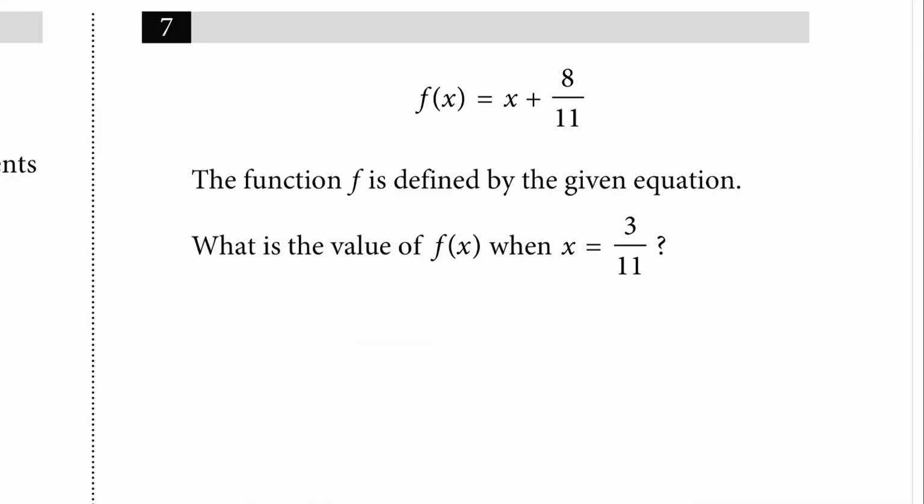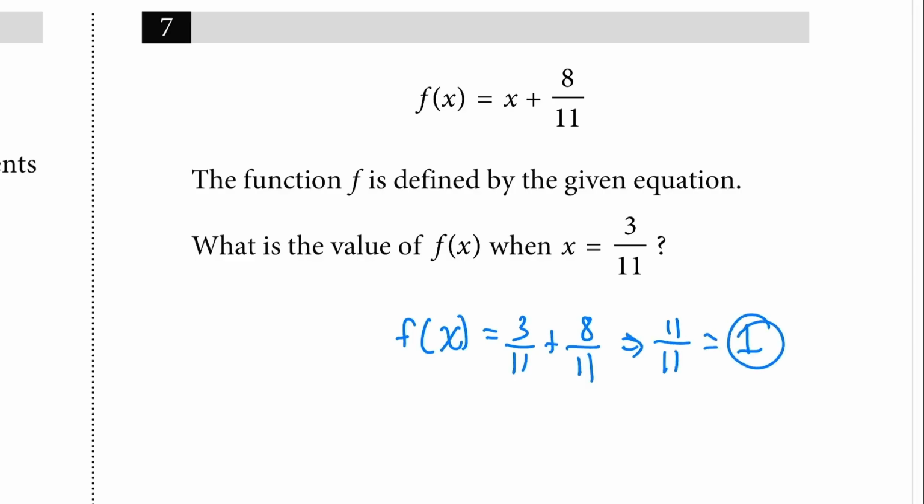The function f is defined by the given equation. What is the value of f of x when x equals 3 over 11? When we replace x with 3 over 11 and we add that to 8 over 11, we're going to have 11 over 11, or just 1.